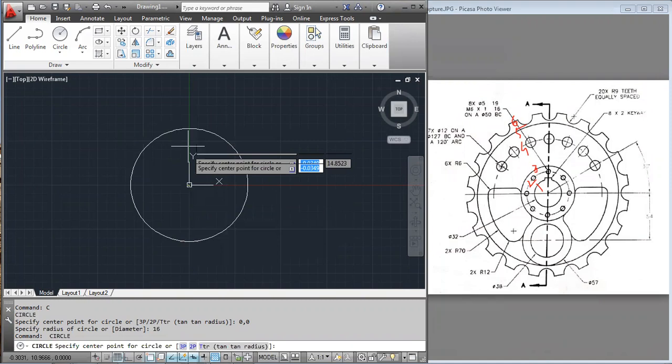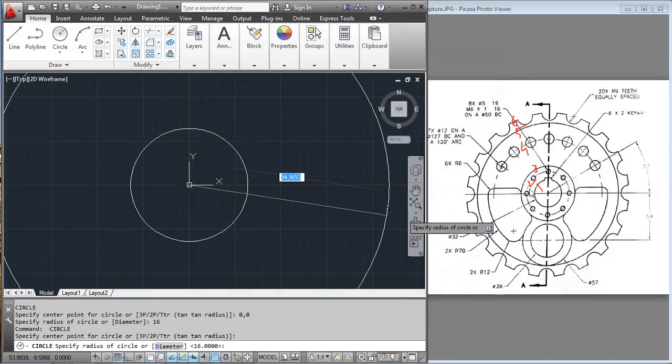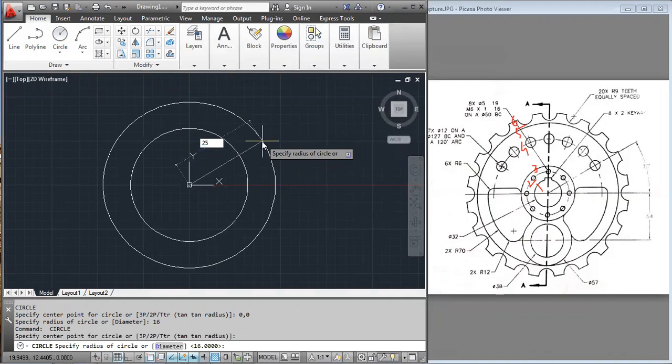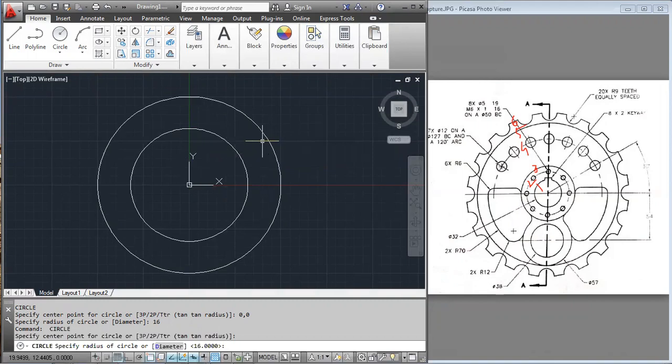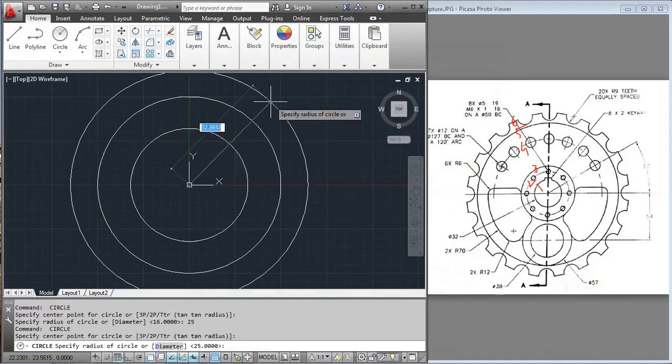The snap is on, okay. Go for another circle. Here the radius would be how much? See, the second circle is the pitch circle, right? For the pitch circle, the diameter is 50, so the radius should be 25. Enter.